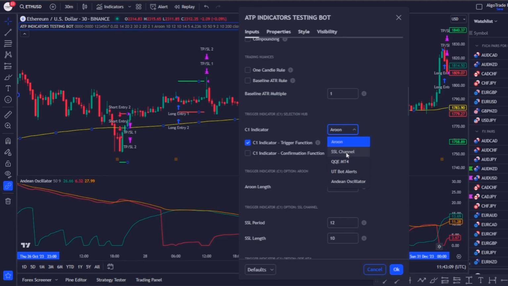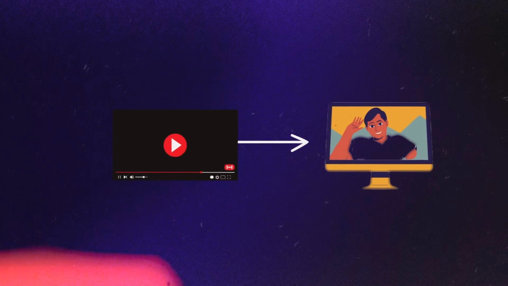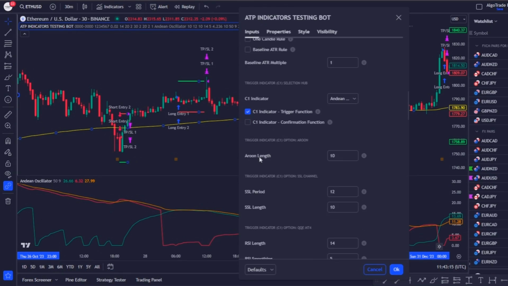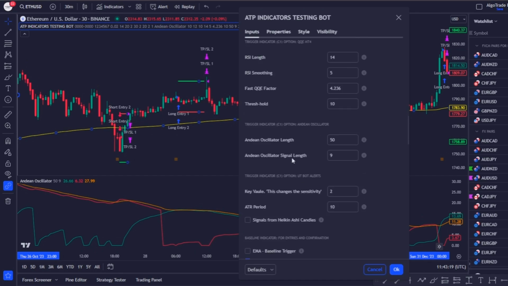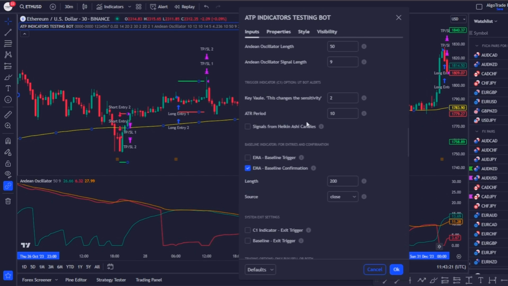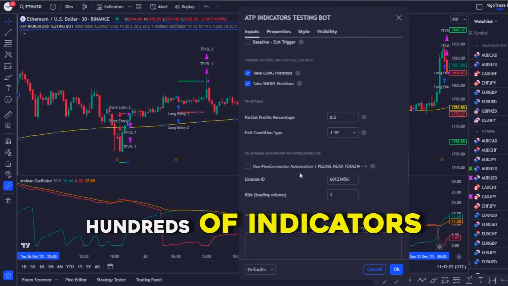4 that I have tested in past videos and the Andean Oscillator, but from video to video I will be updating this trading bot with more indicators and options in a way that one single trading bot will offer the possibility of testing hundreds of indicators.